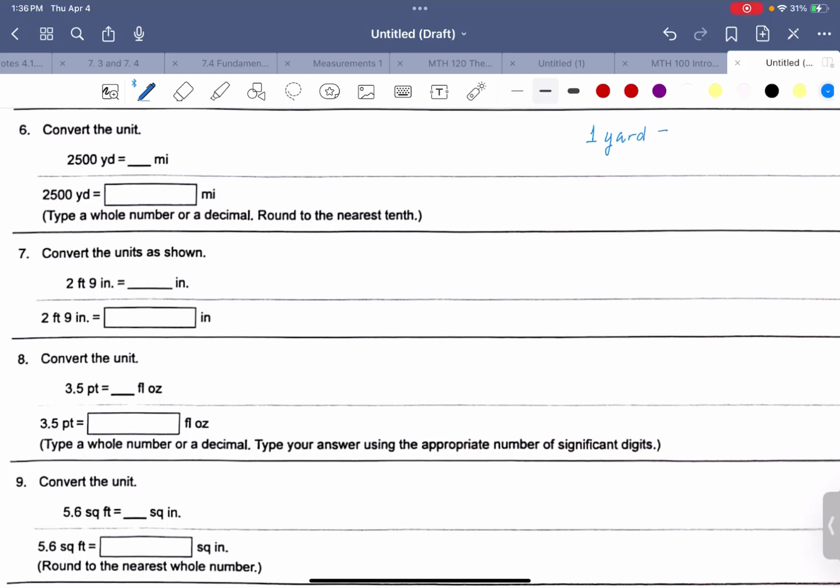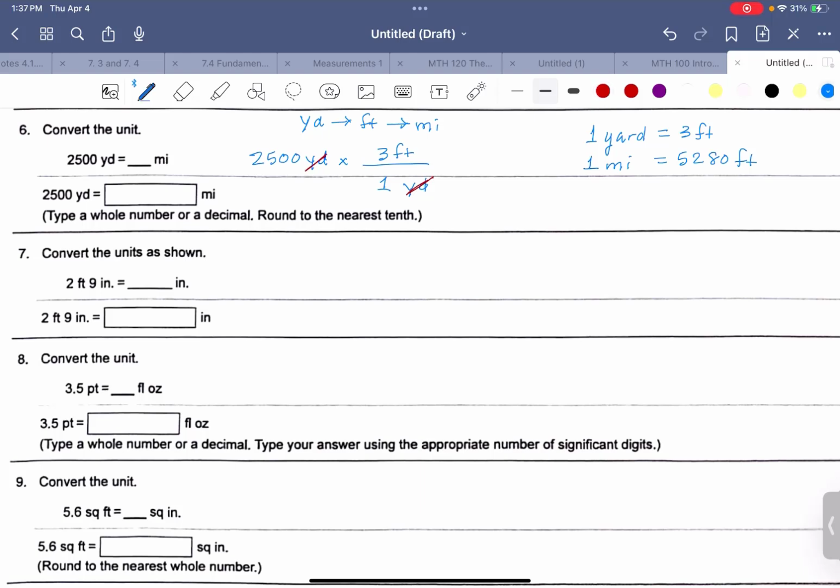Okay? We know 1 yard is 3 feet. And most of us know that 1 mile is 5,280 feet. So if I go from yards to feet to miles, I don't have to know how many yards are in a mile. So I take my 2,500 yards times in 1 yard, there are 3 feet. That's going to get rid of my yards.